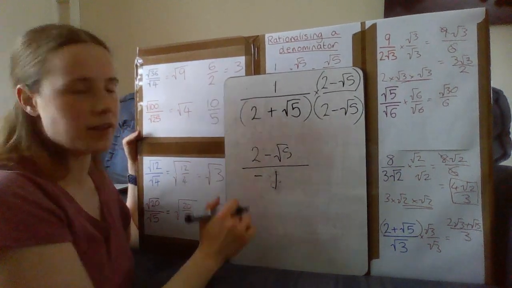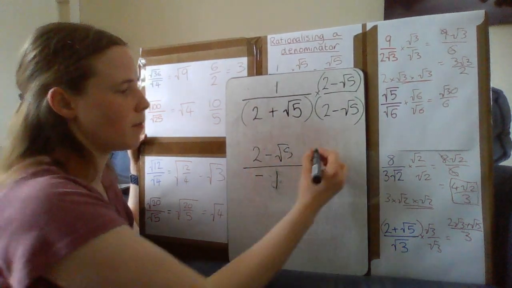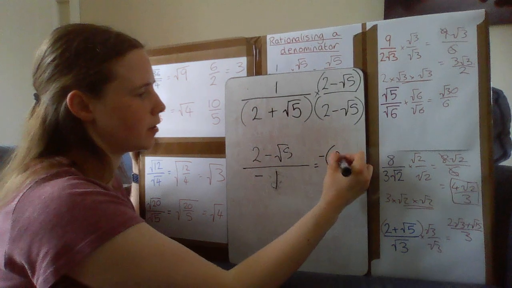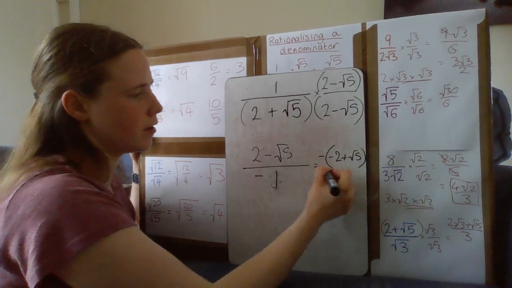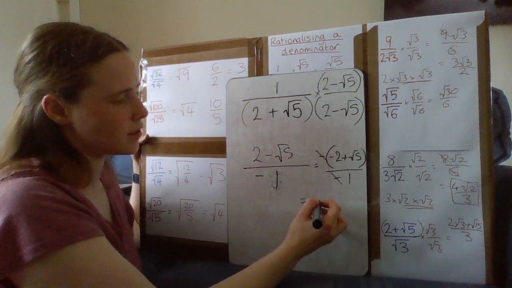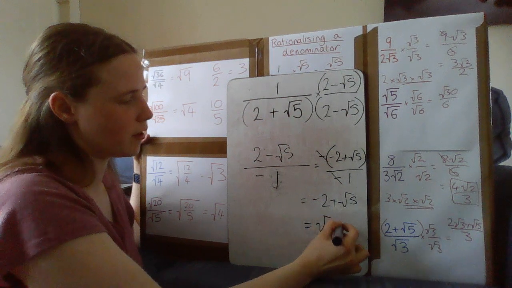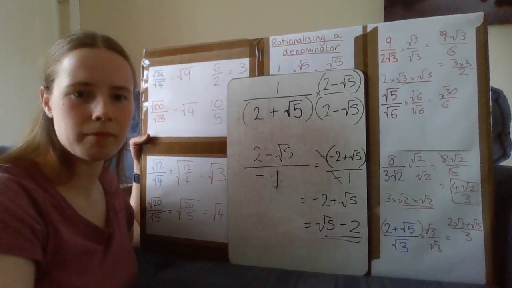Now, because I've got minuses here, I'm going to do something just to make it look a little bit neater. I'm going to take a factor of minus 1 out of the top and make it minus 2 plus root 5. Because then I can cancel the minuses and end up with minus 2 plus root 5 or root 5 minus 2. Okay?